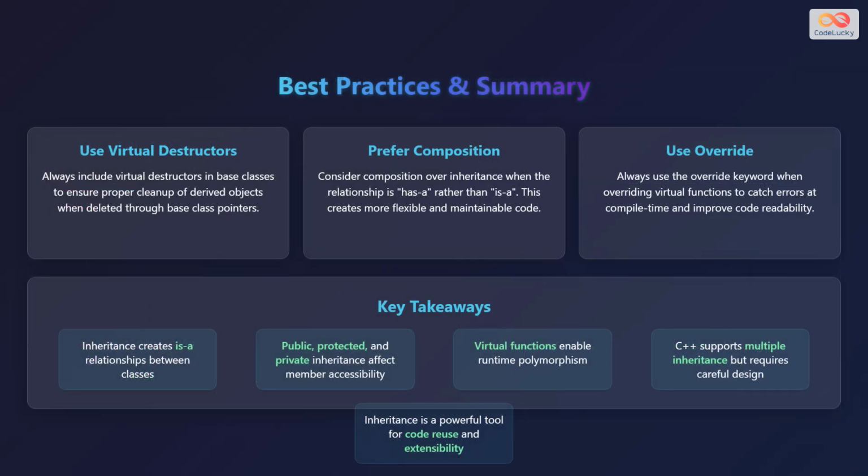Let's discuss some best practices and summarize the key concepts. Always include virtual destructors in base classes to ensure proper cleanup of derived objects when deleted through base class pointers. Consider composition over inheritance when the relationship is has-a rather than is-a. This creates more flexible and maintainable code. Always use the override keyword when overriding virtual functions to catch errors at compile time and improve code readability.